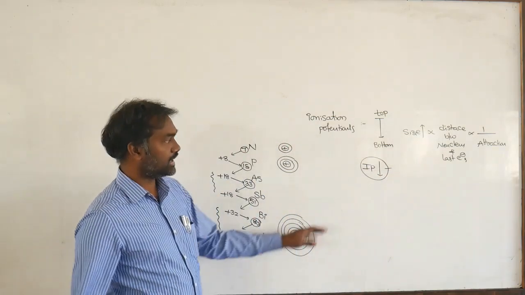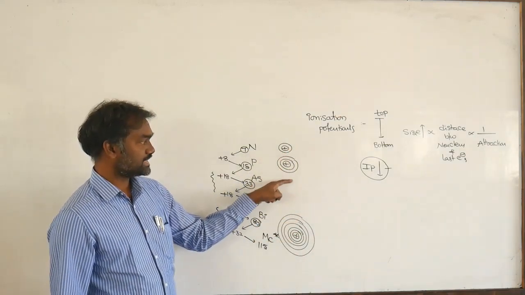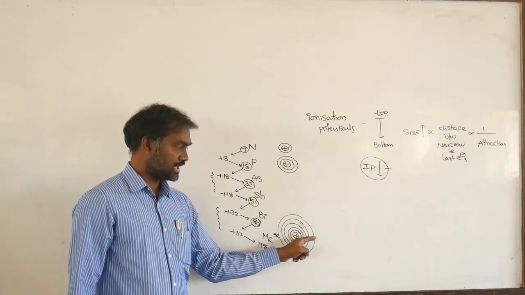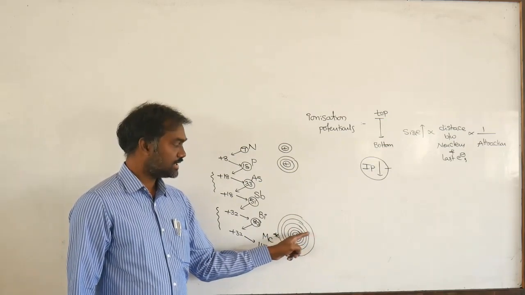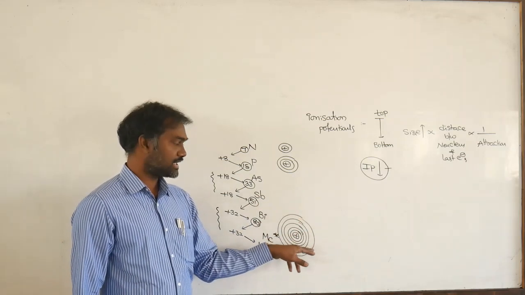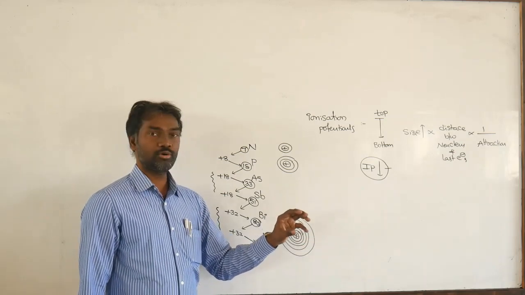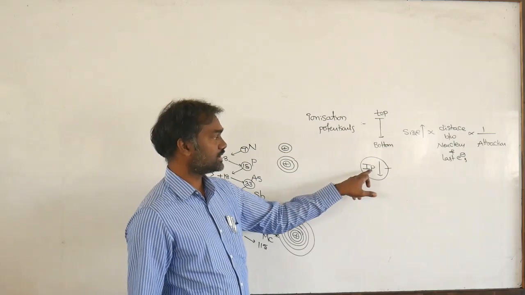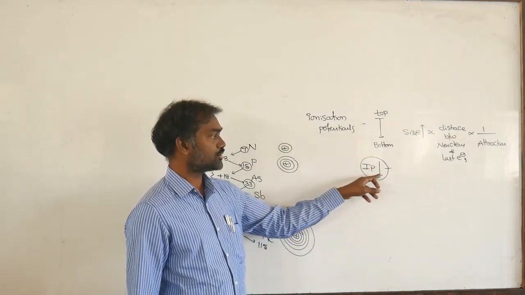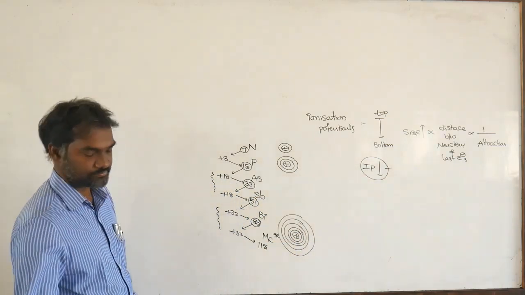So how to write the matter? When going top to bottom in the group, atomic size increases and the distance between nucleus and last electron increases. So the attraction between the nucleus and the last electron decreases. So the electrons are easily coming outside with a low amount of energy. So that's why you call it ionization potential. So top to bottom in the group, IP values gradually decrease.